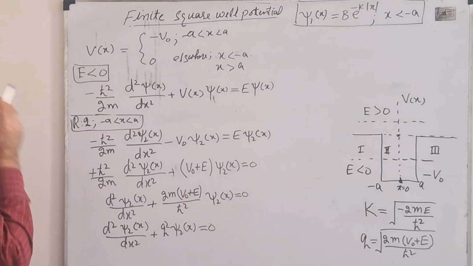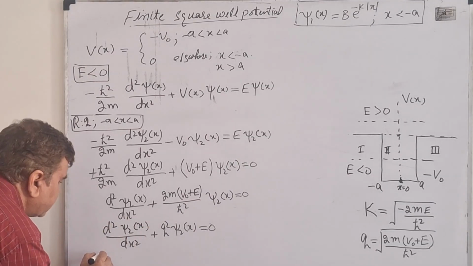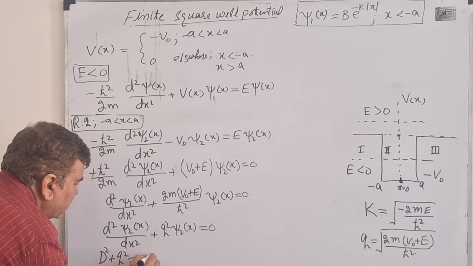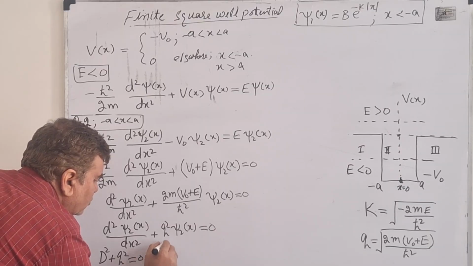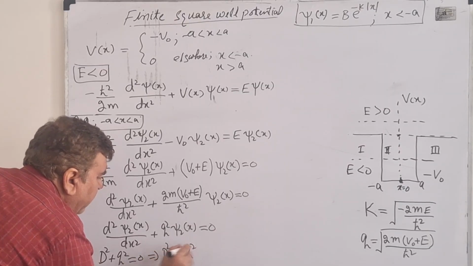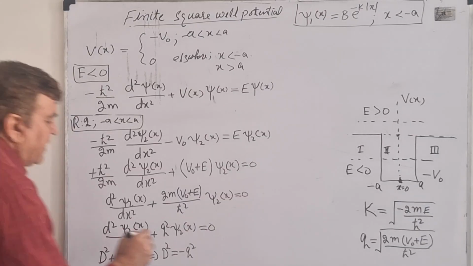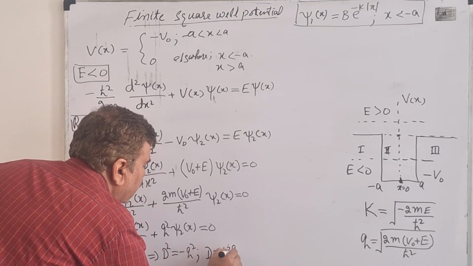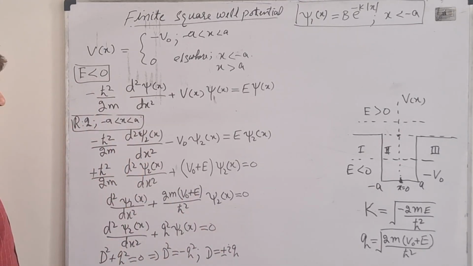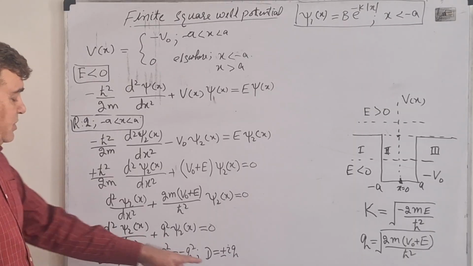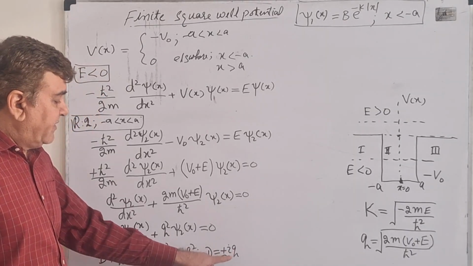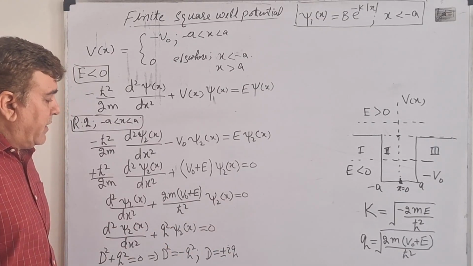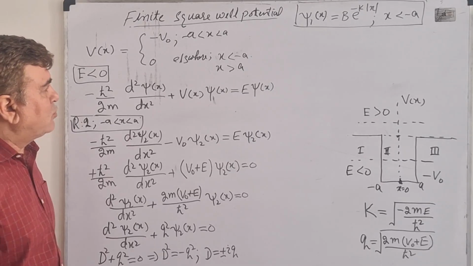And the roots equation for this differential equation becomes d squared plus q squared equals 0. This implies that d squared equals minus q squared, and if I take the square root, I can write d equals plus minus iota q. So again, since this is a second order differential equation, we have two roots, but this time both the roots are complex.